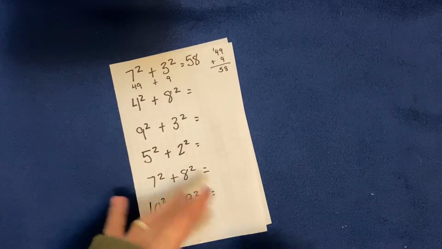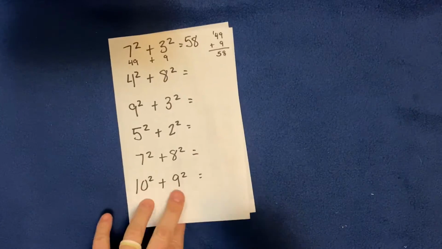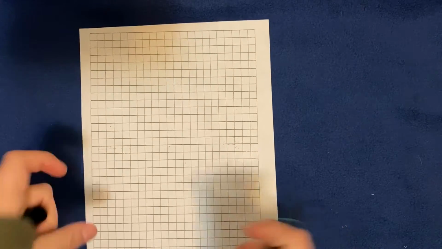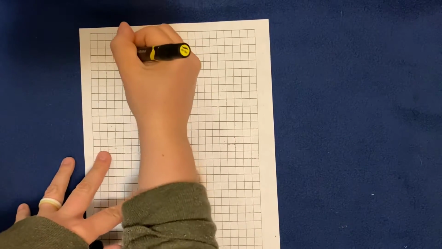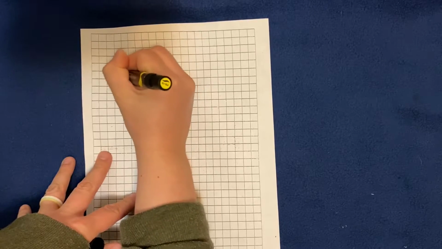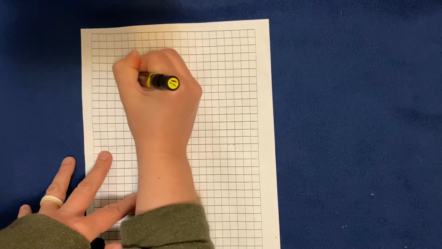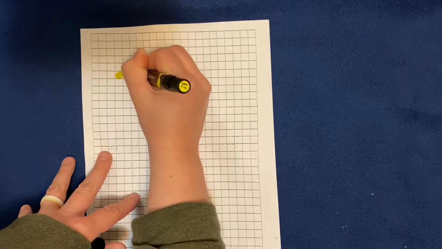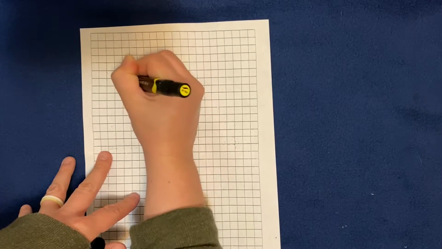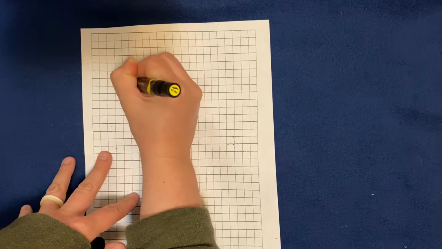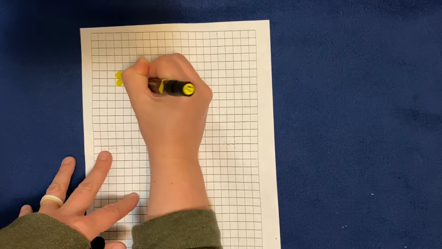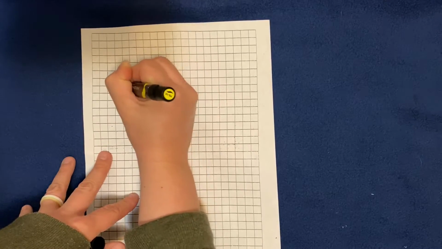So let me show you how you can do this on graph paper. Here's my piece of graph paper. And I'm going to do 4 squared, which is yellow. Don't worry, I'm going to do small squares so you guys don't sit here and watch me color in a whole bunch of dots.